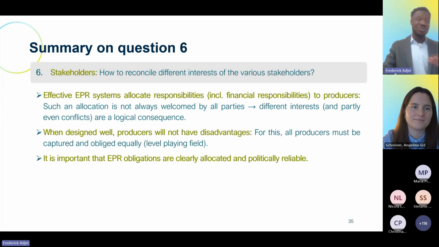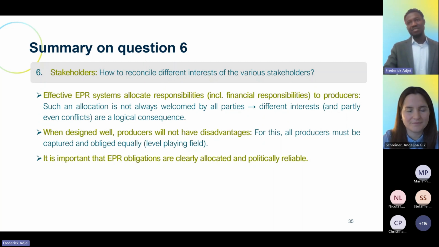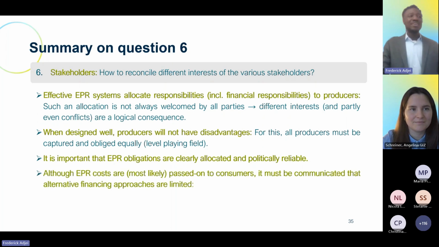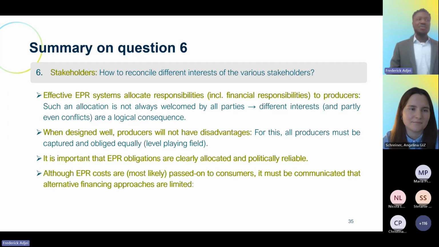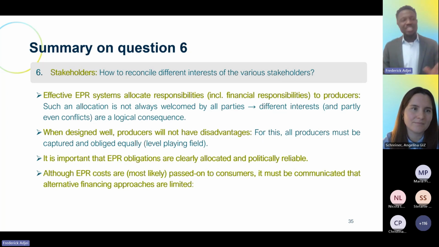Perhaps, of course, there will be issues, they will come up, but you can indeed solve them. It's important that obligations are also politically reliable. If rules are changing every other day, you create an uncertain business environment. This really is a surefire way to undermine your system. Again, to reiterate the point, although costs might increase for products, you should communicate that options are limited.